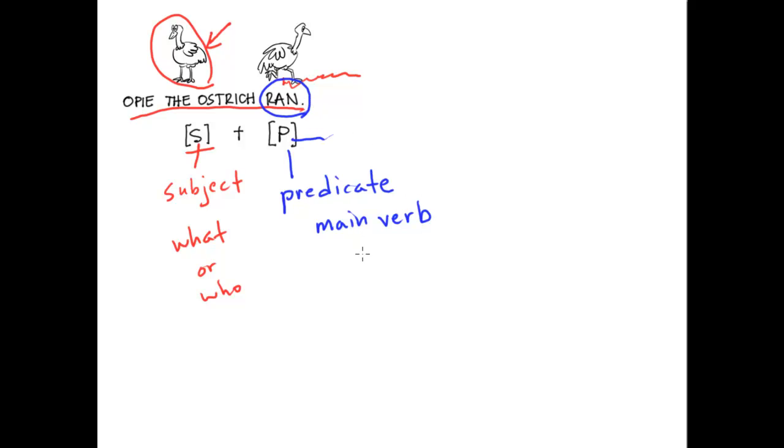And what is this doing? Basically, it's telling us what about the subject. So what about the subject is it that you want to say? In this sentence, you want to say that Opie the ostrich ran.